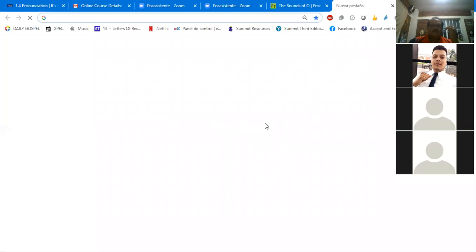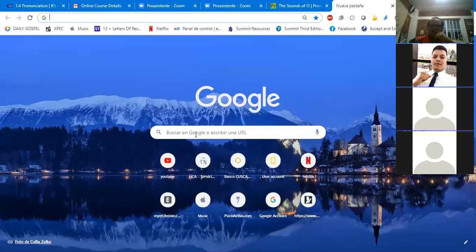Let me see if this is correct. Merriam-Webster, I think it's like this. Okay, in this dictionary, sometimes when you look for a word, let me see if we can do this. Wait a minute. I'm going to try to share and look for it. Can you see the Google? Yes. Okay, so let's see.